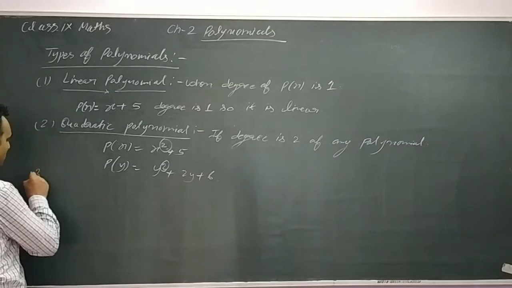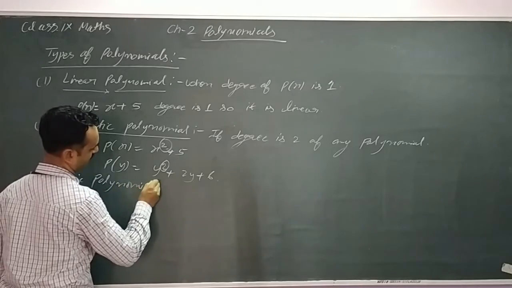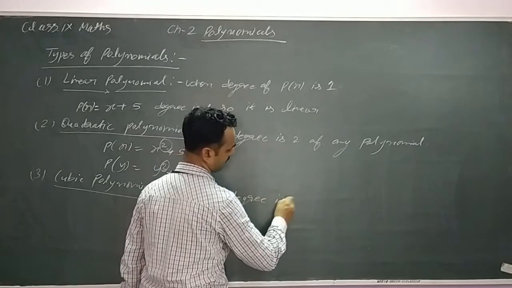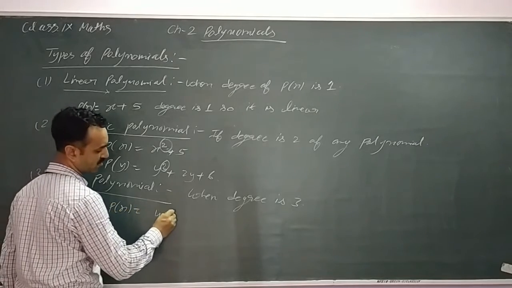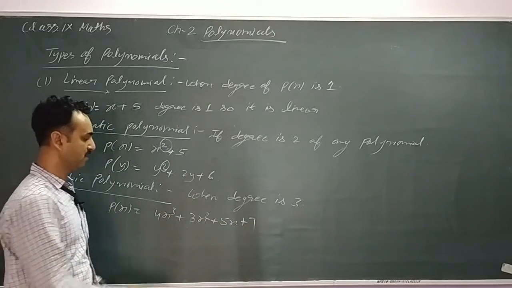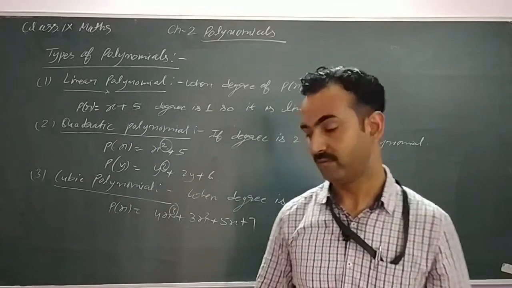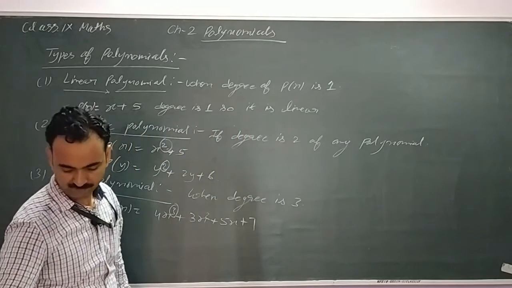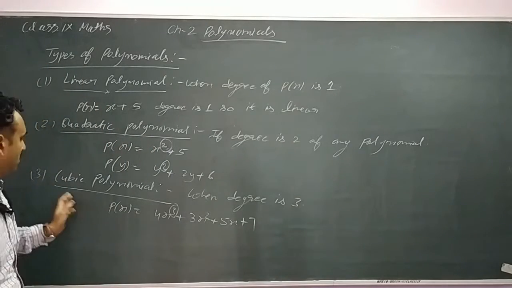Now third is cubic polynomial. So obviously when the degree is 3, then the given polynomial is called a cubic polynomial. For example, p(x) = 4x³ + 3x² + 5x + 7. Here you can see the variable is x and the degree is 3. So it is a cubic polynomial. It is very important that you understand the types of polynomials: linear polynomial, quadratic polynomial, cubic polynomial.